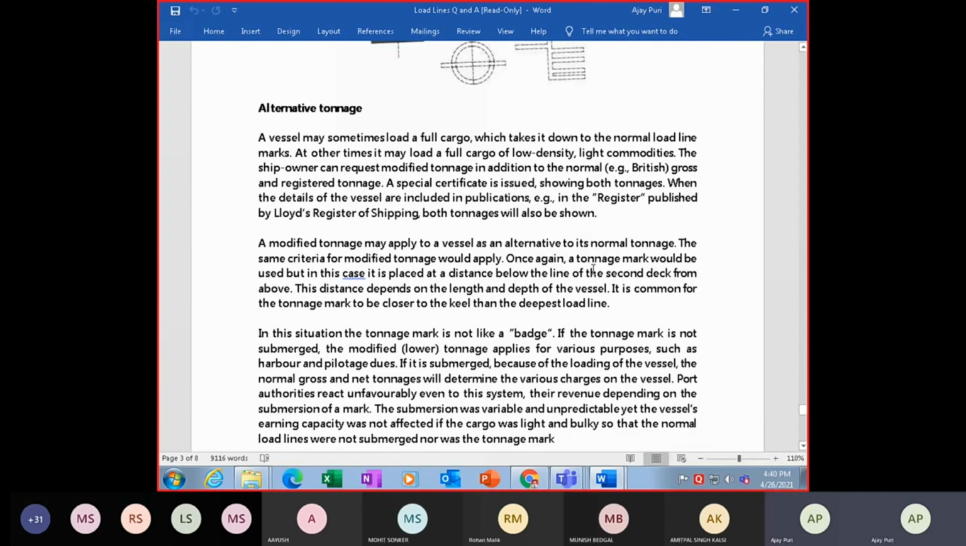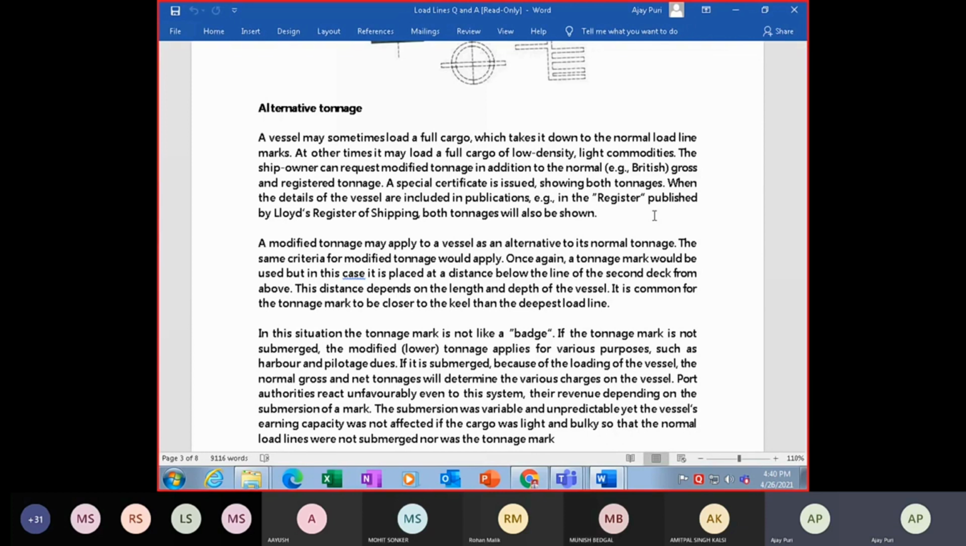What is alternative tonnage? So sometimes you load a full cargo which takes it down to the normal load line. Other times you may load a full cargo of low density, a light commodity. So the ship owner can request modified tonnage in addition to normal. And a special certificate is issued showing both the tonnages. And the details of the vessel are included in the publication and the register published in Lloyd's Register of Shipping.